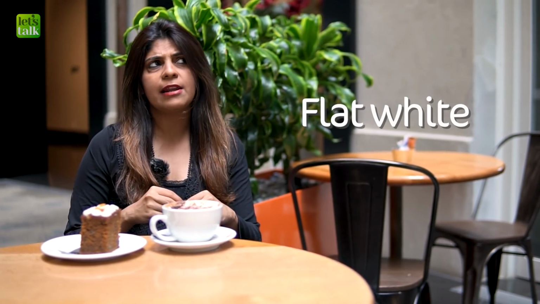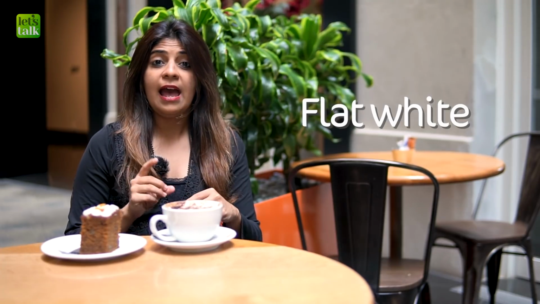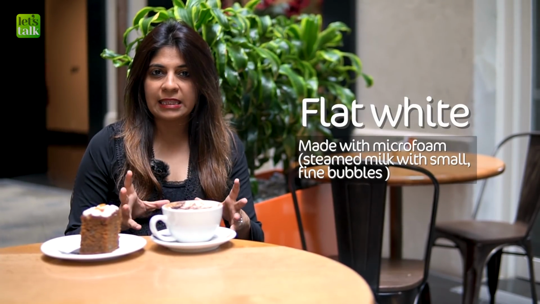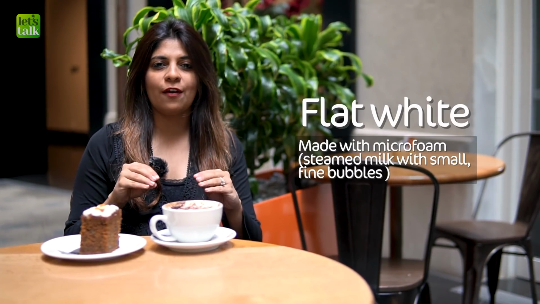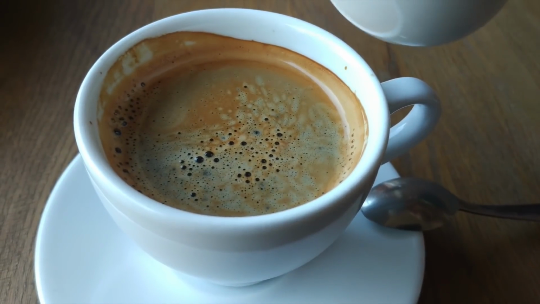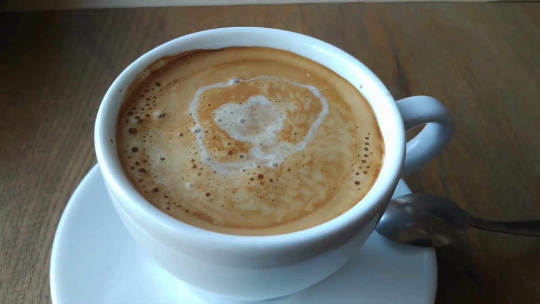The next one is flat white. A flat white is a coffee beverage that was invented around the 1970s or maybe the 1980s in New Zealand, and perhaps in Australia too. Now, it is prepared by pouring microfoam. Microfoam is nothing but steamed milk with small fine bubbles and a glossy or velvety consistency over a single or a double shot of espresso. That's interesting, right? Yes, so that is the one for you.